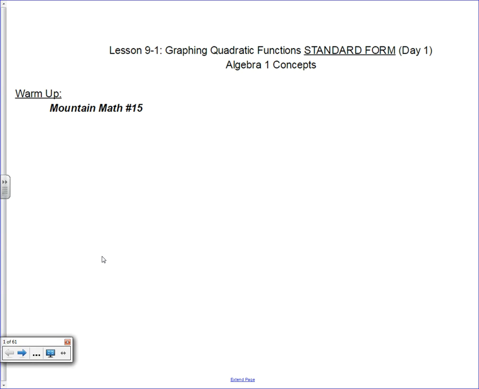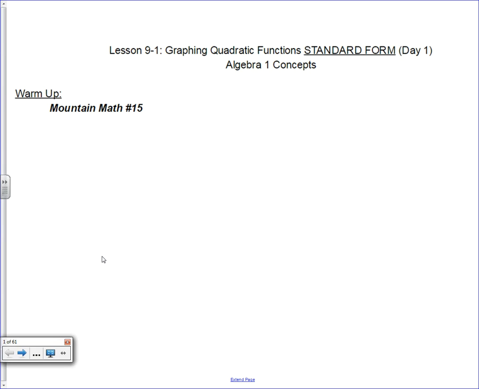Does everybody see up top on the title of your notes today how the word standard form is in all caps and underlined? That's what we're talking about today, is standard form. Tomorrow we'll talk about something called vertex form. Okay, this chart that we're going to fill in right now, we're going to fill in a lot for the next week or so. This is going to help us determine these 3 functions.